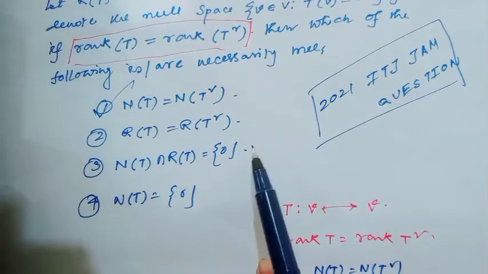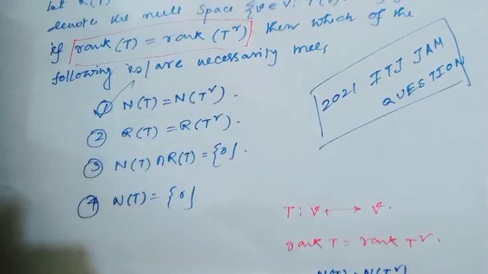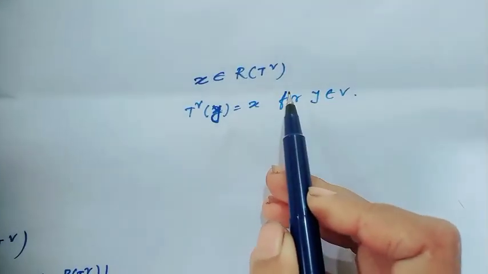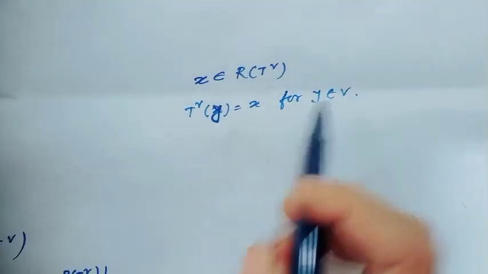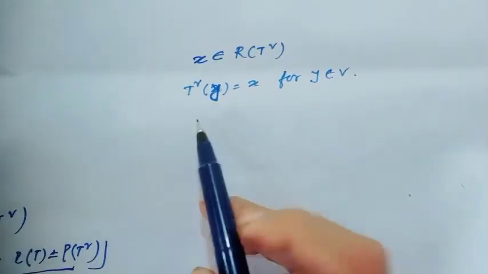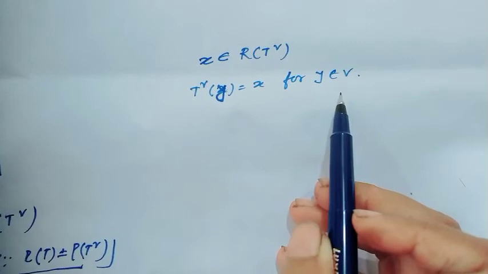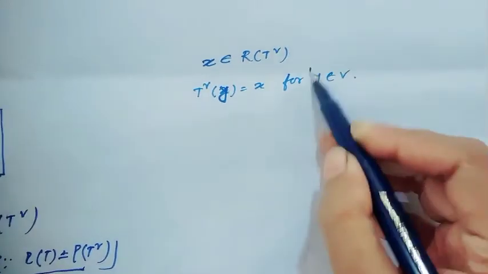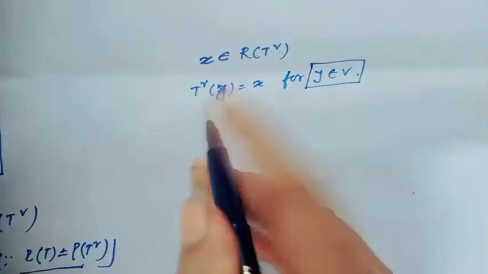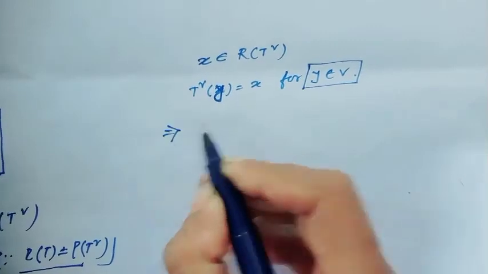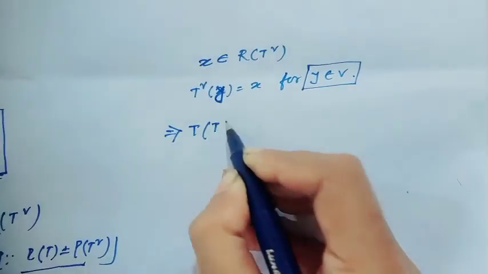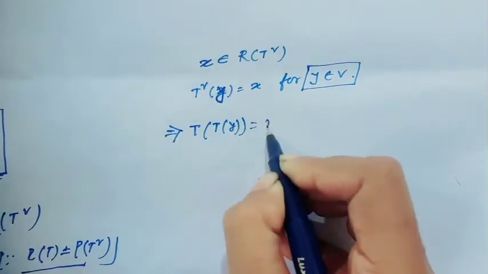Is it option 2? Similar to before, x belongs to the range space of the linear transformation T square, which means T square y equals x for some y belonging to the vector space V. And T square y means T of T of y equals x.